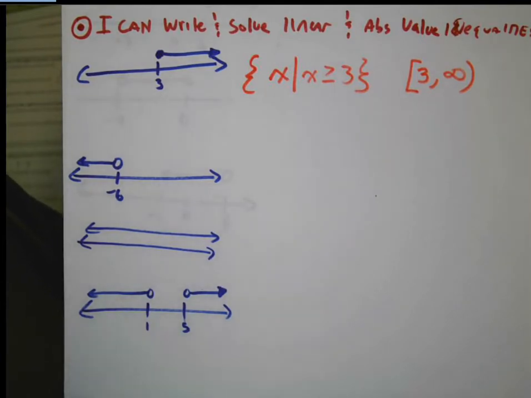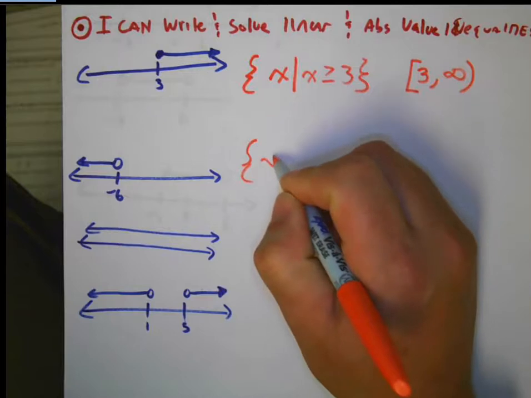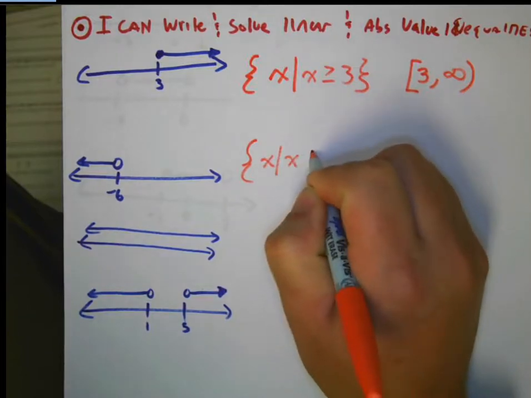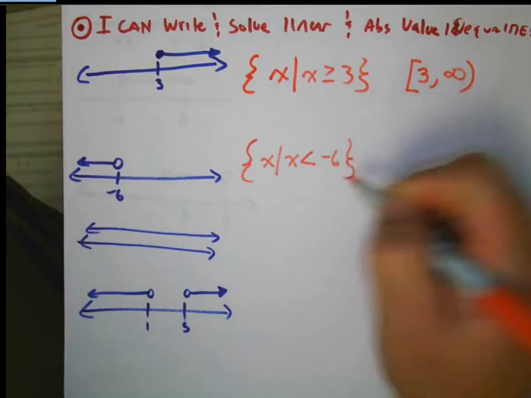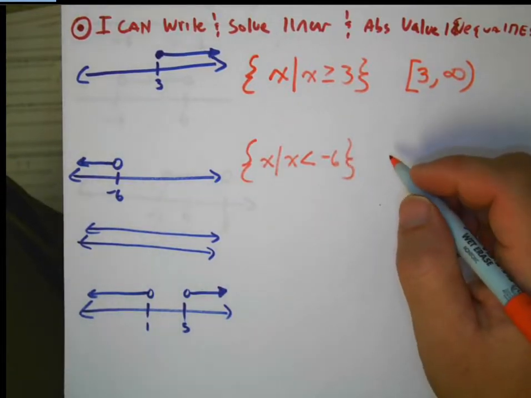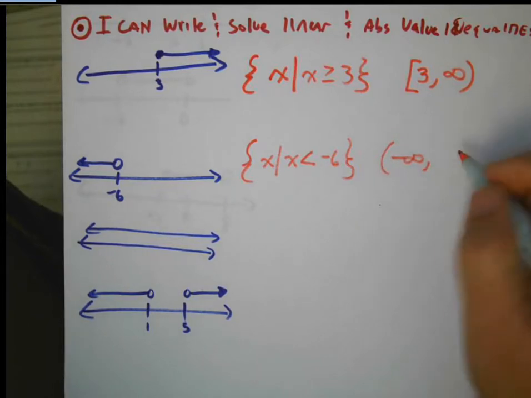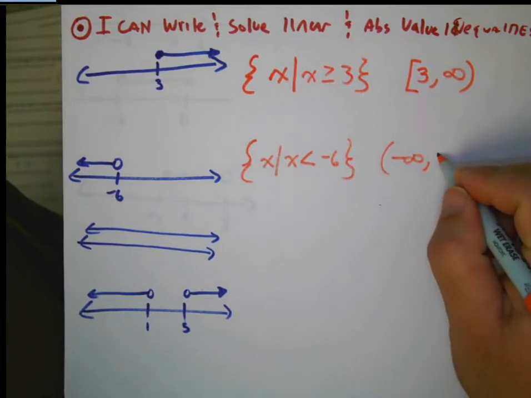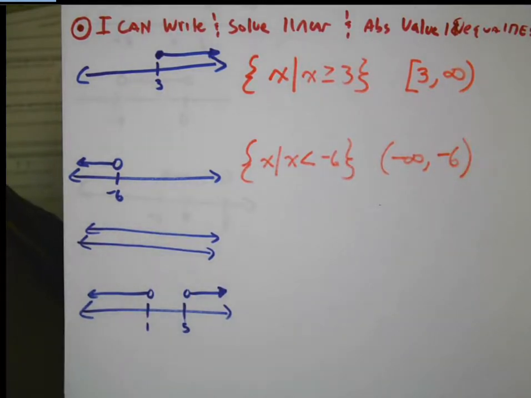How about the next one, -6? That's got an open circle. In set notation, you're going to go x such that x is less than -6. In interval notation, that goes all the way to negative infinity, so it's a parentheses. And since it's an open circle, it's going to be -6 with the parentheses.